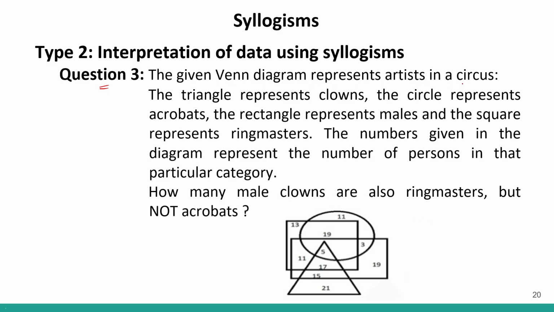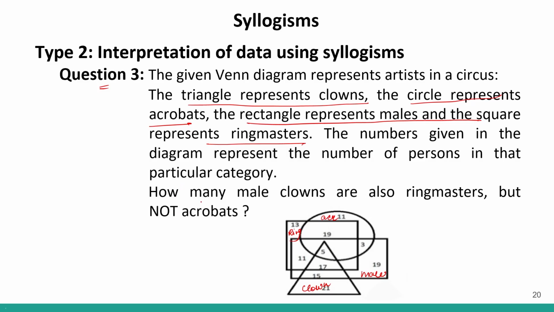The given Venn diagram represents artist in a circle. Triangle represents clown. So this is clown. Circle represents acrobats. So this is acrobats. Rectangle represents males. So male. And square represents ringmaster. So square is ringmaster. The numbers given in the diagram represent the number of persons in that particular category.